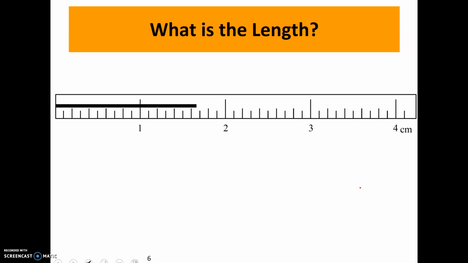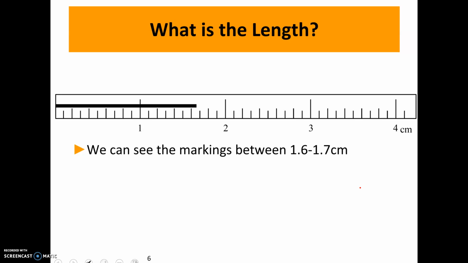So let's look at this scale. Remember, my last scale went to the ones place. Look at this scale. This scale goes to the tenths place. 1.1, 1.2, 1.3, 1.4, 1.5, 1.6, 1.7. Since my scale goes to the tenths, I have to estimate one digit further. So I have to go to the hundredths. I must estimate to the hundredths.